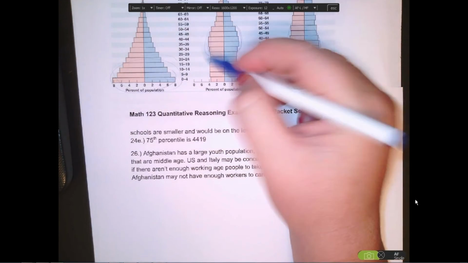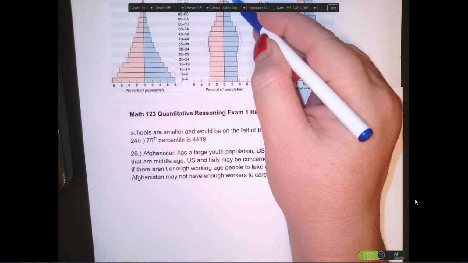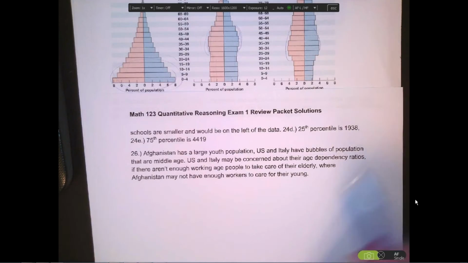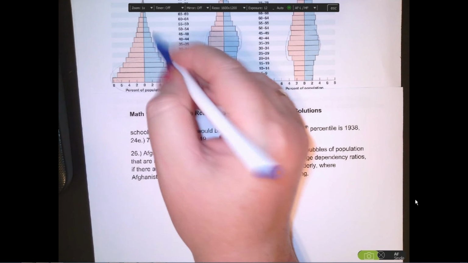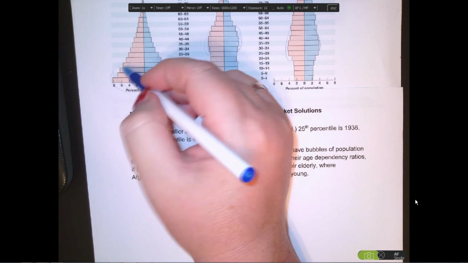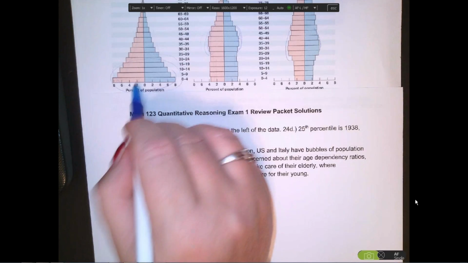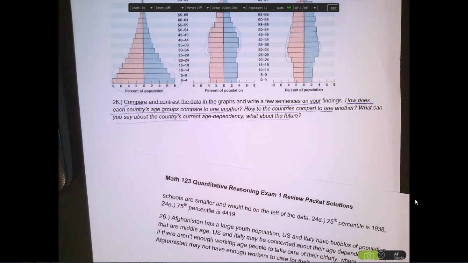Meaning when these groups that have the large population, like we actually have baby boomers right now in the US, when they reach the retirement age and we have less children, who's going to take care of all of them? Where Afghanistan may not have enough workers to care for their young. More middle-aged people die in Afghanistan. Poverty, war, all kinds of things, not as good a health care. So there's not many people to take care of the young. So again, there was all kinds of answers. You just had to make the comparisons they told you. Okay, so make sure you do that.